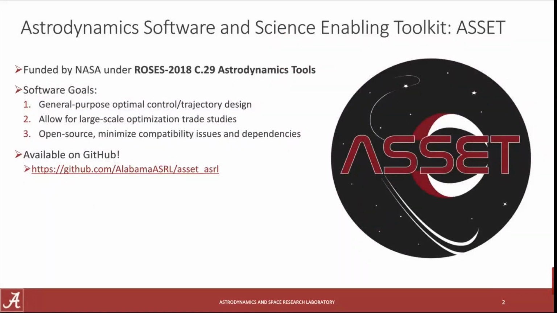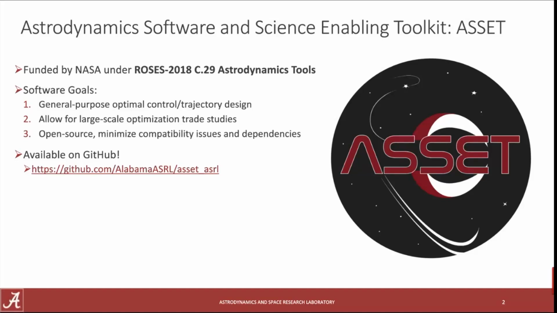So to start off, you've probably at least heard the term ASSET since you're at the training for it, but ASSET stands for the Astrodynamics Software and Science Enabling Toolkit. It was funded by NASA under a ROSES grant in 2018 for Astrodynamics tools, and it was developed with a few specific software goals. So it is a general purpose optimal control and trajectory design tool. So under the hood, it is a general purpose optimizer with some pretty cutting edge applications of using an interior point optimizer. And then it was built on top of that general layer. There is a trajectory optimization layer built on, so it has extra functionality and is really well tuned for optimizing trajectories, specifically in complex and multi-phase, multi-objective scenarios.